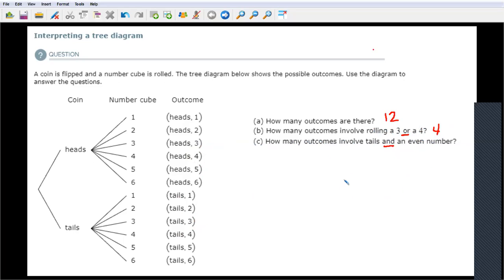Then the last one, how many outcomes involve tails and an even number? So with this one, we've got to look specifically at all the ones that are tails. So this top section is not going to be included. So we look at tails and we look at all the tails with an even number attached to it. So we won't have this one, but we will have this one with the 2. Again, not the 3, but the 4. Not the 5, but the 6. So that leaves us with just 3 possible outcomes for that last situation.